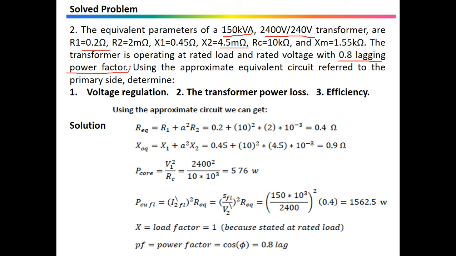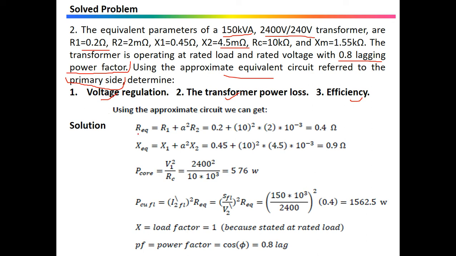So again the power factor is given in here, which is lagging, and using the approximate equivalent circuit referred to the primary side. This time the circuit is referred to the primary, so we will take A square, and we have to calculate the voltage regulation, the transformer power loss, and the efficiency.